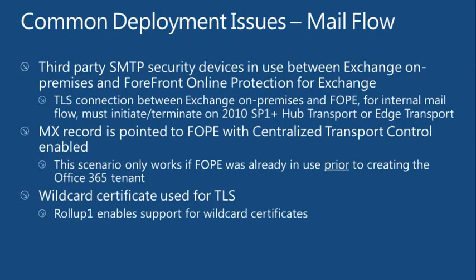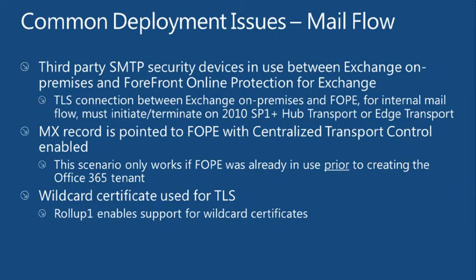And then hybrid mail flow, we didn't touch on all of this. I mentioned the fact that the TLS connection must terminate on an Exchange server. The exact requirement is that it must terminate on an Exchange 2010 Service Pack 1 or higher hub transport or edge transport server. The reason we need to terminate it on Exchange is there's an extension to the SMTP protocol that flows between FOPI and Exchange on-prem.